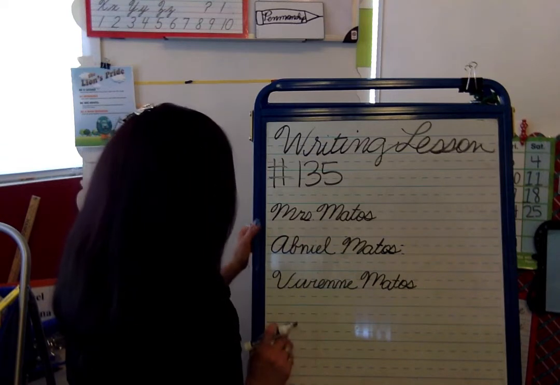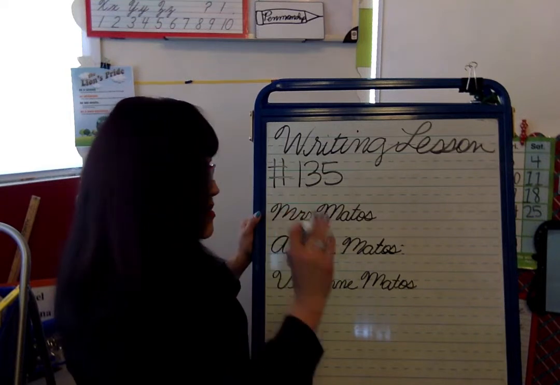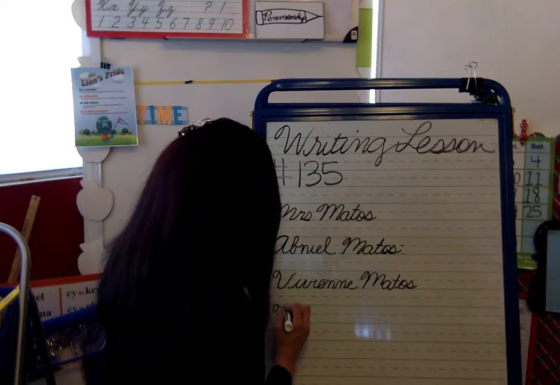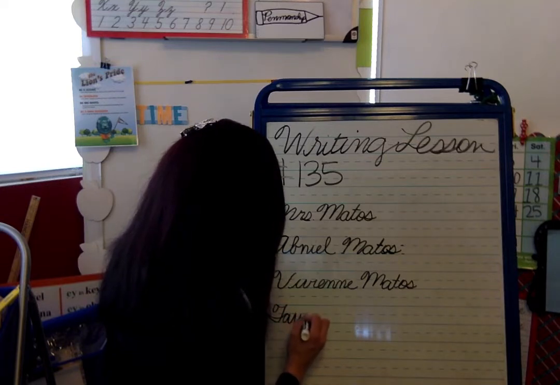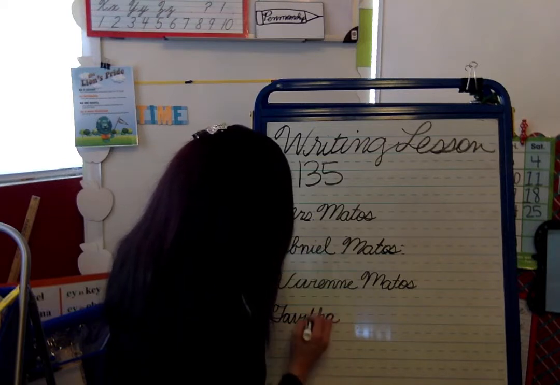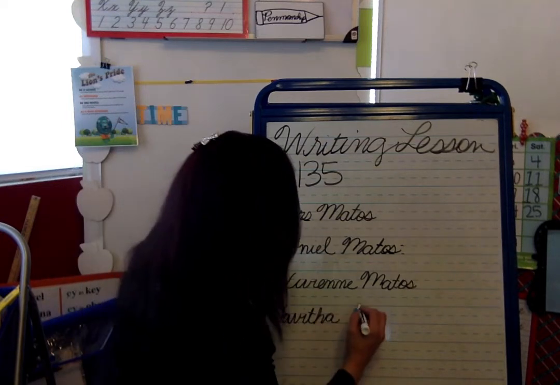And then my last daughter's name is Tabitha. Tabitha, and we have the same last name. So let me write her name. Tabitha. T-H-A. Tabitha. Okay, same last name.